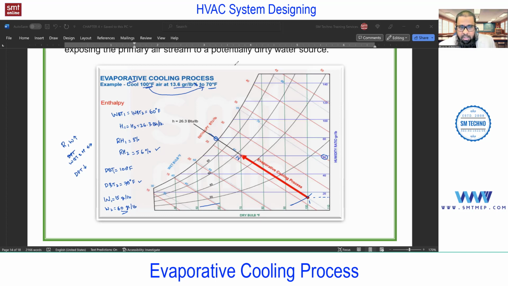Okay, but remember, evaporative cooling works efficiently, or this is a process for desert areas or for locations with low humidity in summer. Or else what will happen? No doubt with evaporative cooling the temperature can drop. But in a humid area, the humidity also increases, it may reach more than 60%, and that is not a comfortable condition for humans.